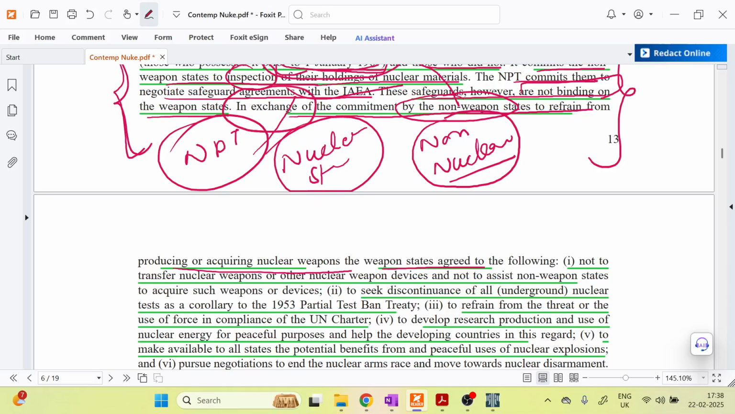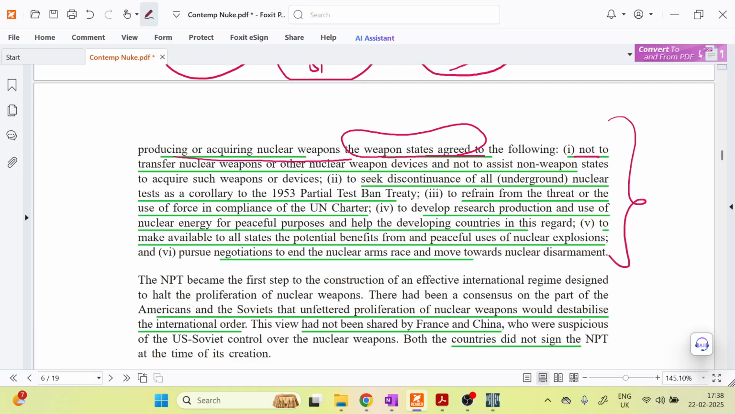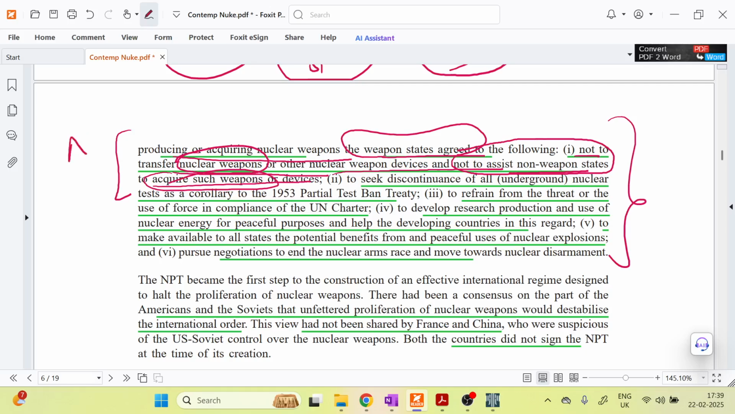accept the condition, then in exchange for this condition, the weapon state, the nuclear state, agreed to the following things. First, not to transfer nuclear weapons or other weapons, and not to assist any non-weapon state to acquire such a weapon or device. The meaning of this line is that nuclear states, those who possess nuclear weapons before this cutoff date, will not transfer nuclear weapons to any other country, and second, they will not assist any non-nuclear states in acquiring such weapons. So if a state A did not have nuclear weapons before this cutoff date, by such condition it will be known as a non-nuclear state, non-weapon state.